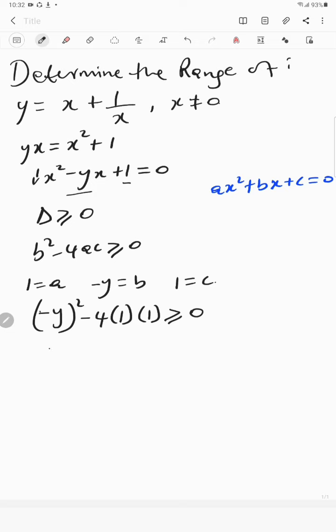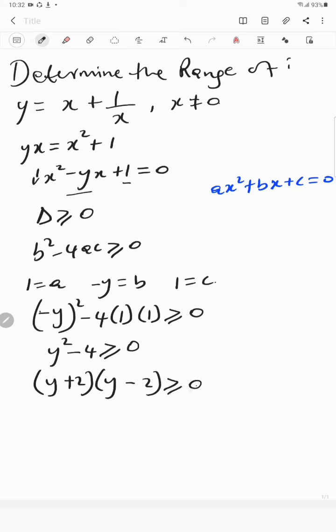Now let's try to simplify our inequality. We'll be having y squared minus 4 is greater or equal to 0. Now we can find the factors of this inequality, which is y minus 2 and y plus 2, which is greater or equal to 0.